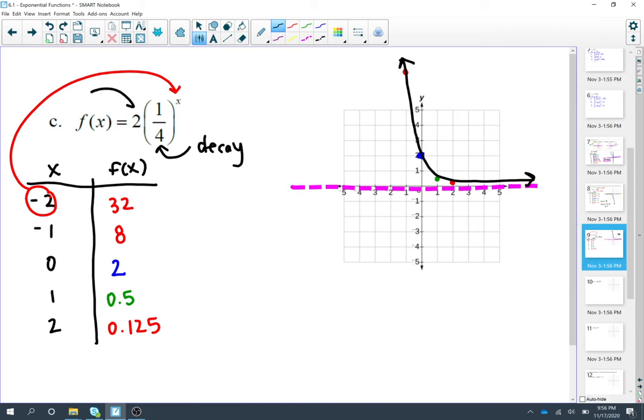And then because this is positive, it's going to be above the x-axis. It's not going to be reflected over. So that's kind of what's going on and what we can expect to see.